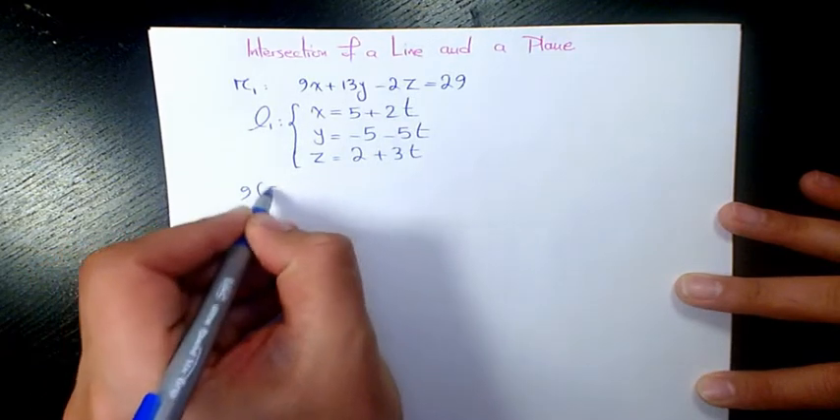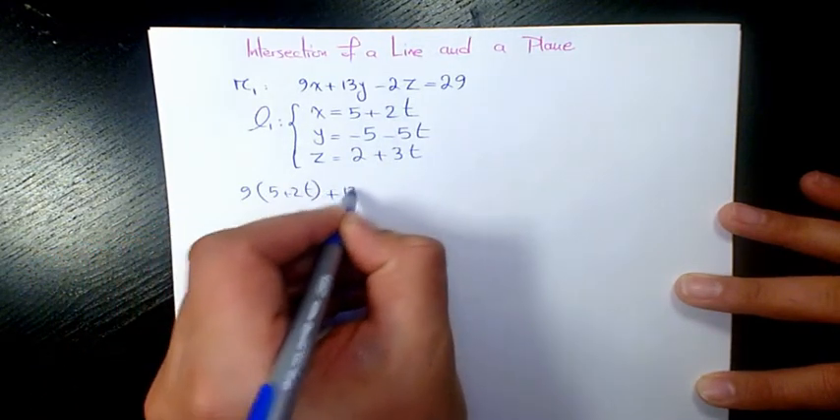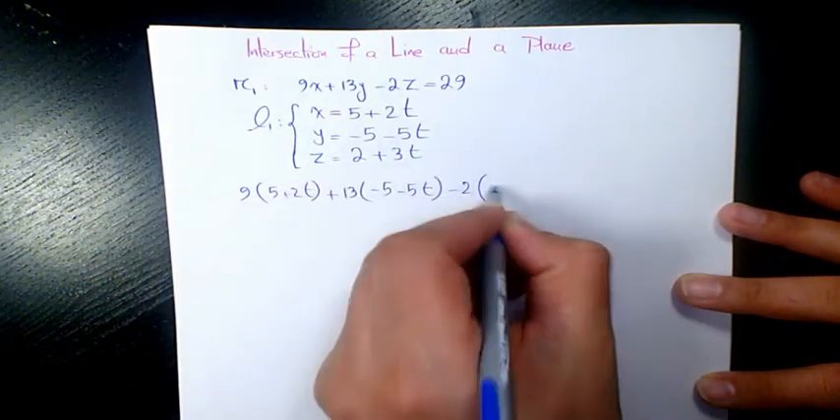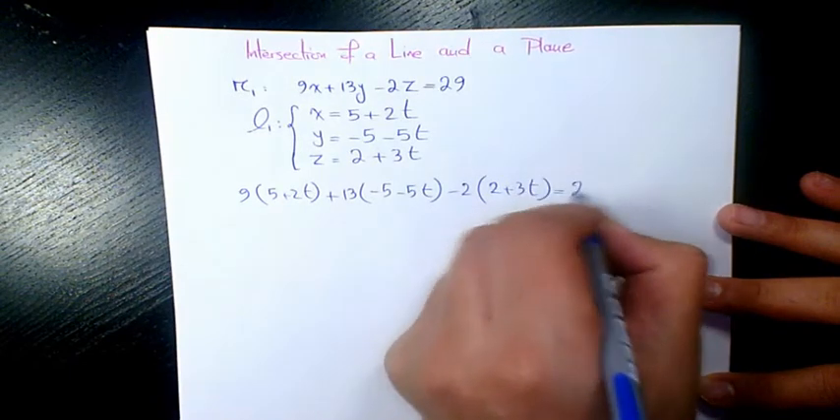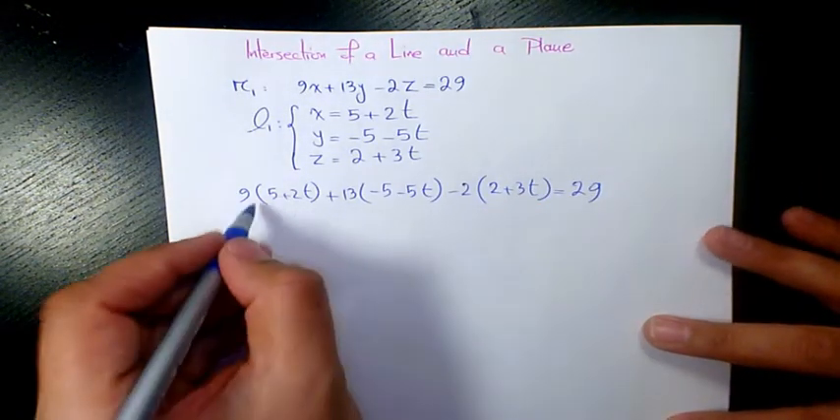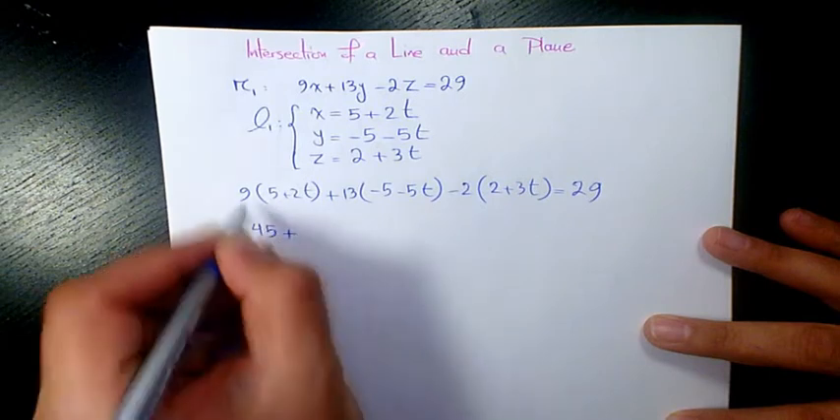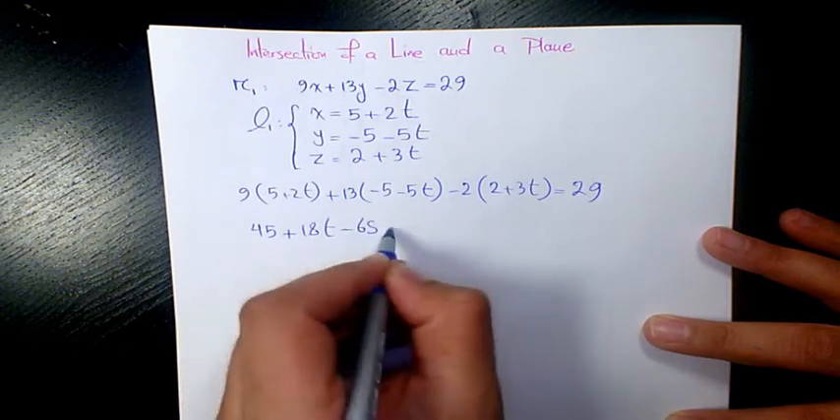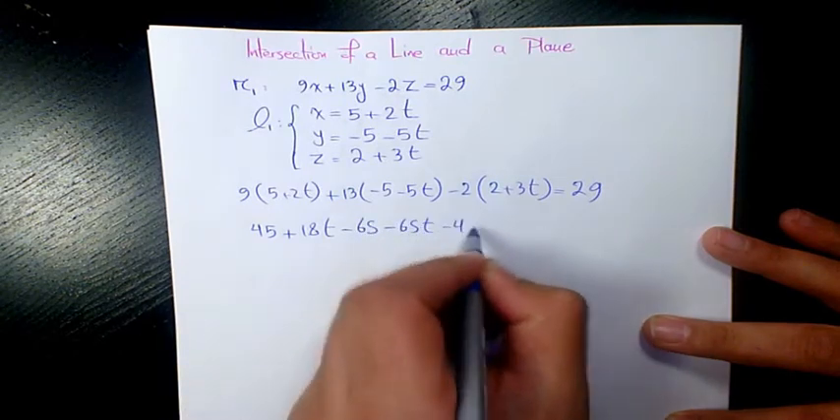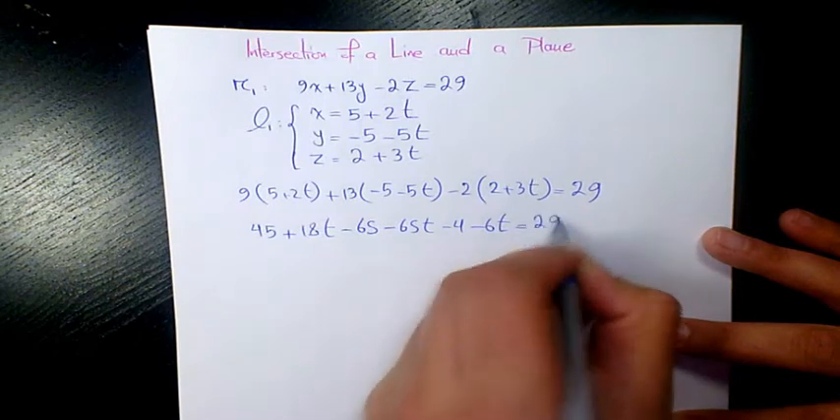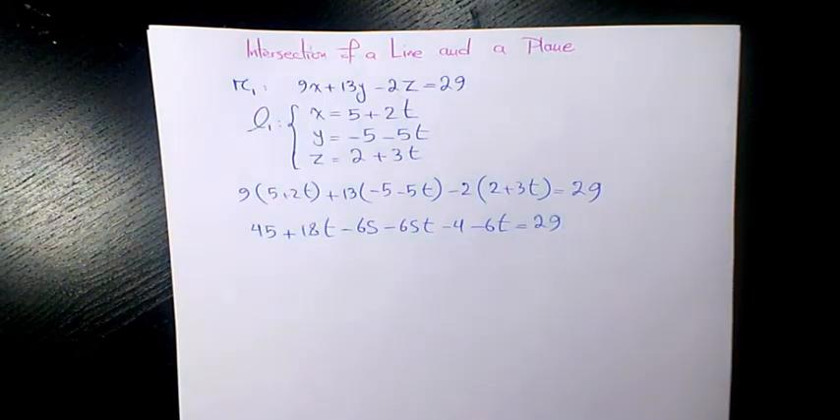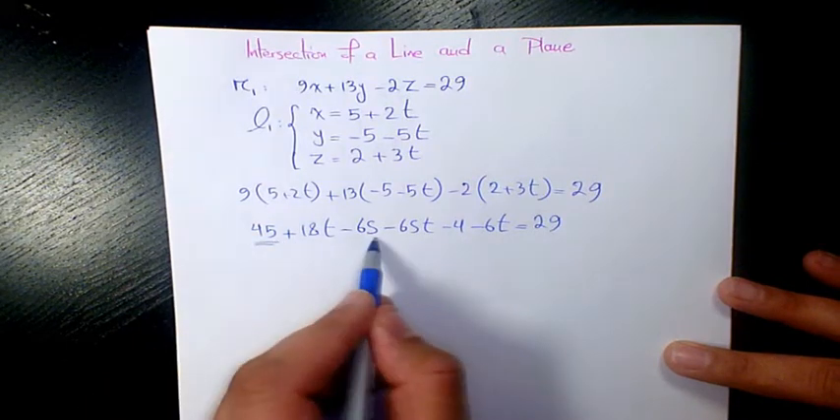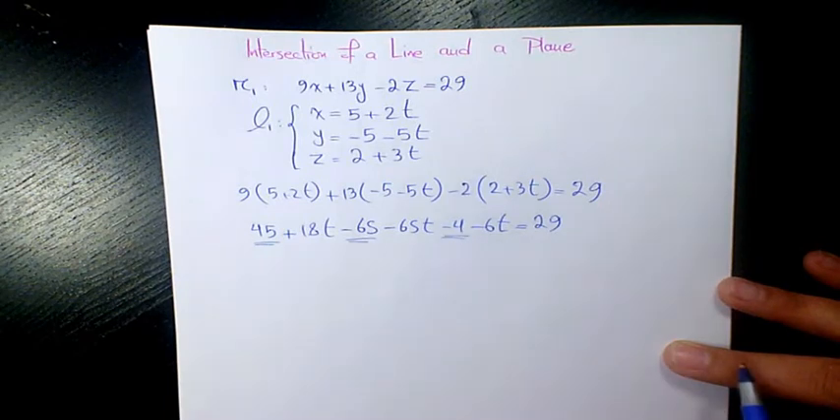So 9 times (5 plus 2t) plus 13 times (negative 5 minus 5t), minus 2 times (2 plus 3t) equals 29. So when you distribute it, 9 times 5 is 45, 9 times 2t is 18t, 13 times negative 5 is negative 65, negative 65t, minus 4, minus 6t, equals 29. Now I need to simplify it. We have 45 in here, negative 65, and negative 4.